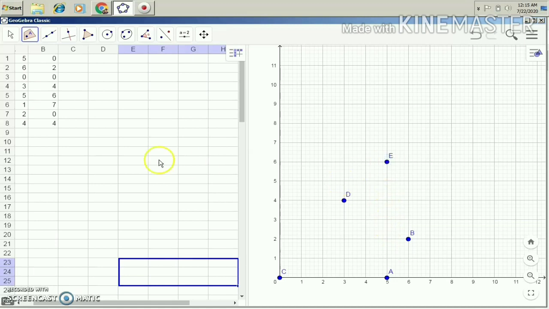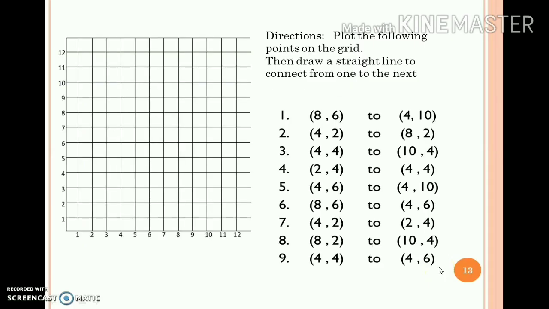Next is (1, 7). So 1 towards the x-axis, 7 towards the y-axis. Here we get it. Next (2, 0): 2 steps towards the x-axis, 0 steps upward. So here I have to stay. (4, 4): 4 steps towards the x-axis, then 4 steps upward. This way we are able to plot all the points on the graph. These points we have drawn. Now you have to plot the following points on the grid, then draw a straight line to connect one to the next.